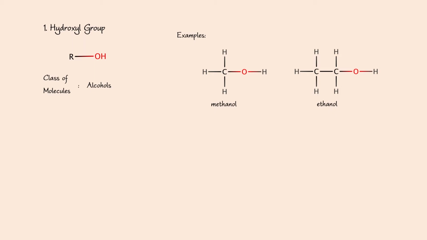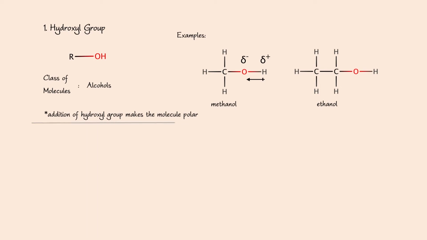Let's discuss a property of the hydroxyl group using methanol. Because oxygen is more electronegative, the electrons are pulled closer to the oxygen. This results in a partial negative charge for the oxygen and a partial positive charge for hydrogen. The addition of a hydroxyl group makes the molecule polar.